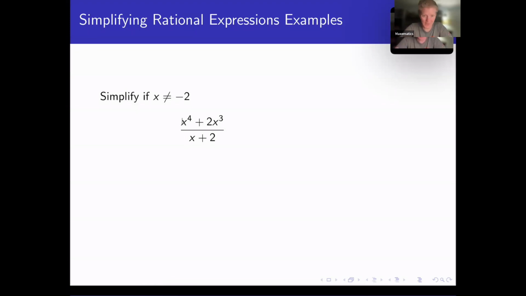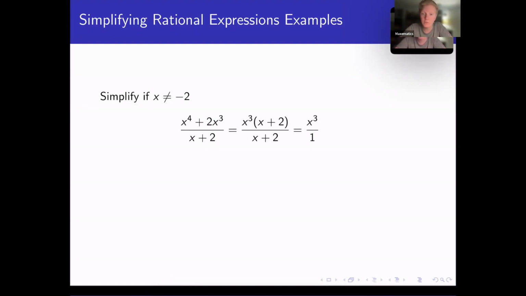So x to the fourth plus 2x cubed over x plus 2. What we're going to do is factor as much as we can and see if anything cancels out. Well, you might notice that in the numerator, they have an x cubed in common, so let's factor out x cubed. And right away, you see the numerator has an x plus 2 and the denominator has an x plus 2. So we can cancel out x plus 2.